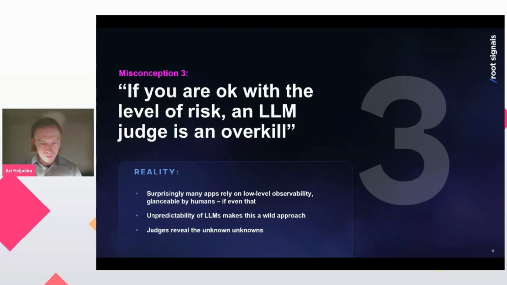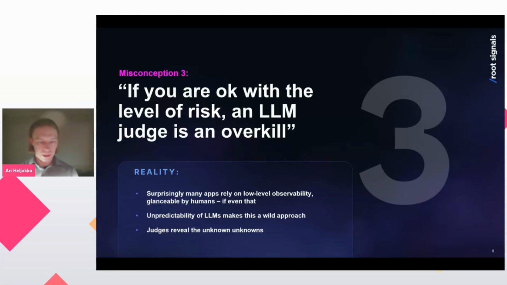Misconception number 3. If you're okay with the level of risk, then using an LLM judge is just overkill. Let's just hope that the chatbots are doing the right thing, because we are seeing that they seem to be doing what they're doing, and it would be too much to add another model there and add all that complexity. That's of course always a judgment call, but many people come to these conclusions for the wrong reasons.